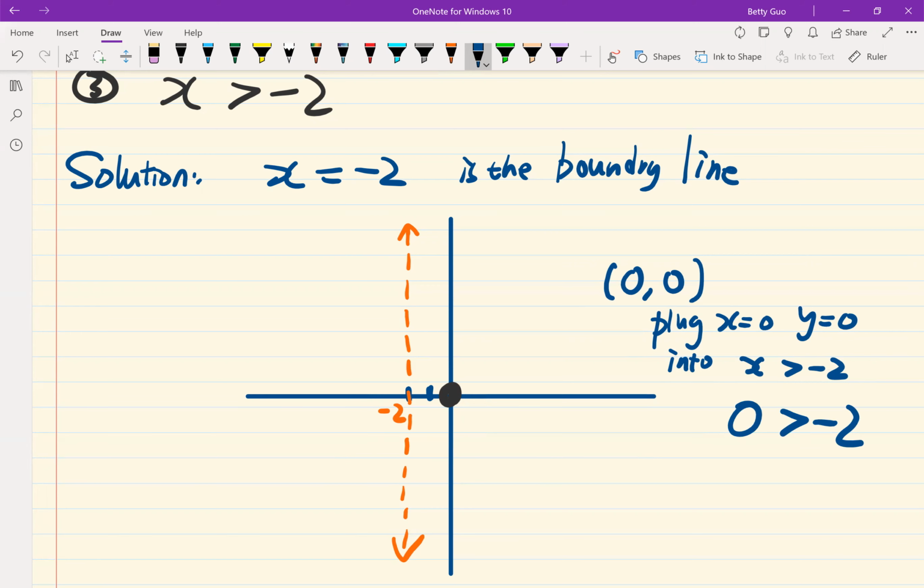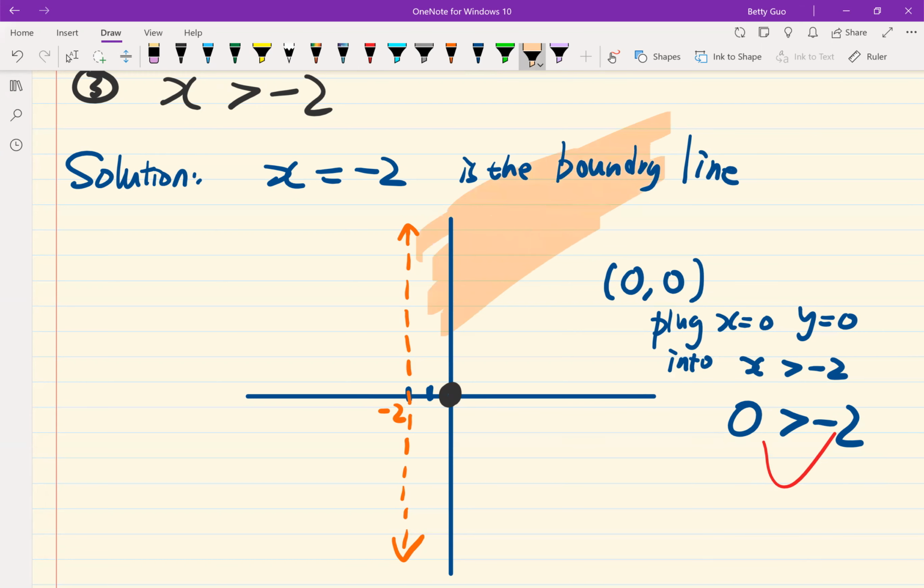Is it a true statement or a contradiction? True statement. So far in all 3 examples, the testing point is always a solution. There are cases where the testing point might not be a solution. We'll see if number 4 is that case. In this case, the testing point is a solution. So should we shade the region to the right or to the left of the boundary?